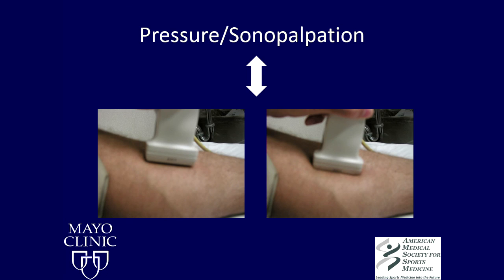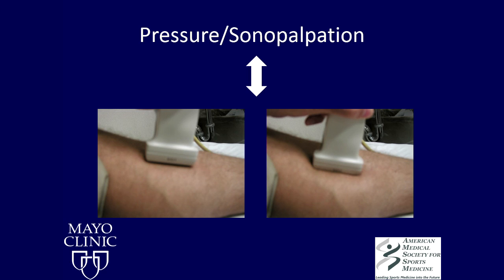And we use sonopalpation quite a bit when we're doing ultrasound. You can put the transducer over the top of a structure of interest and push, and if that hurts the patient, then you know that you're directly over the area that causes their pain. The other thing is that sonopalpation can help you to differentiate between cystic and solid masses. So if you push on something that is cystic, typically it will be collapsible.